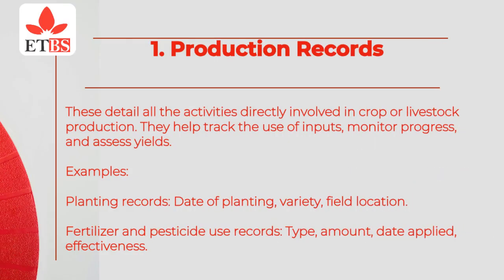First, production records. These detail all the activities directly involved in crop or livestock production. They help track the use of inputs, monitor progress, and assess yields. Examples: planting records, date of planting, variety, field location. Fertilizer and pesticide use records, type, amount, date applied, effectiveness. Harvest records, quantity harvested, quality, losses, storage details. Livestock production records, birth dates, weight gain, health treatments, feed intake, breeding dates, and outcomes.